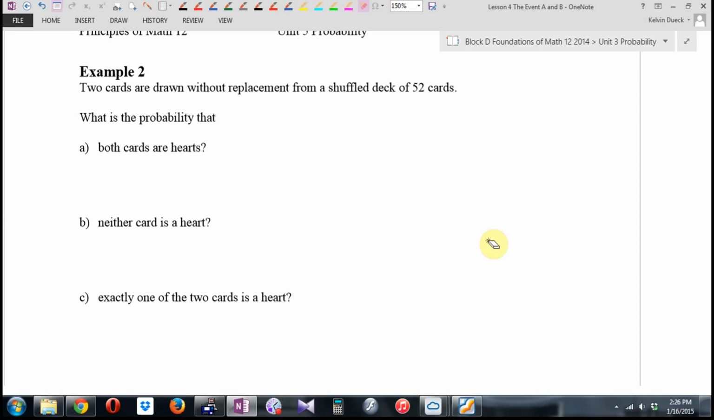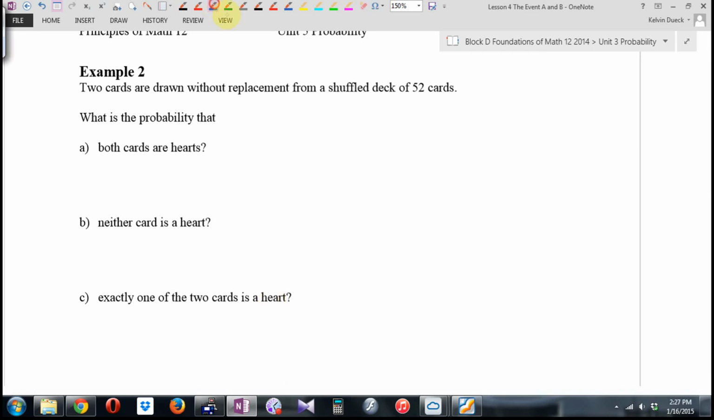Logan, can you read to me example 2, please? How many cards? Tree, I think. With replacement or without? Okay. Event A is talking about hearts, Logan. Question B is talking about hearts, and C is talking about hearts. I think we can use the same tree for all of these. What would be a good letter to use for hearts?